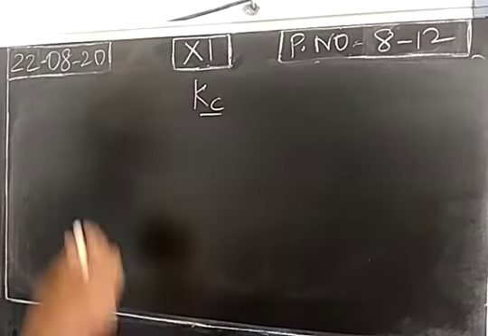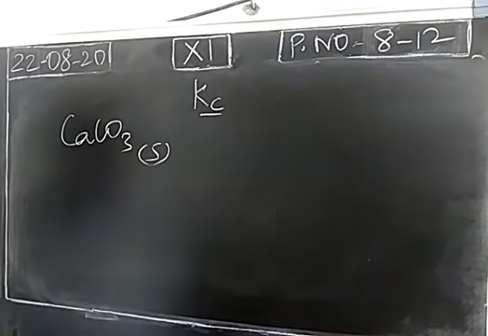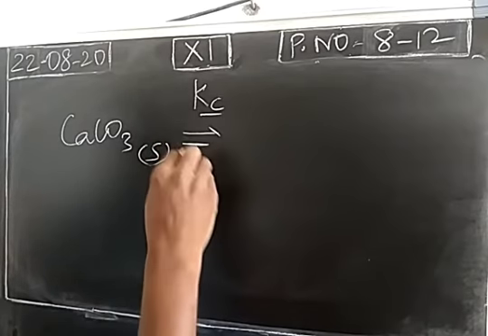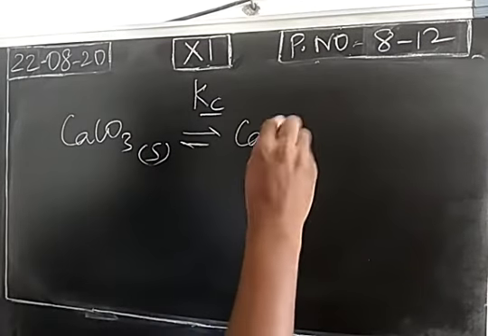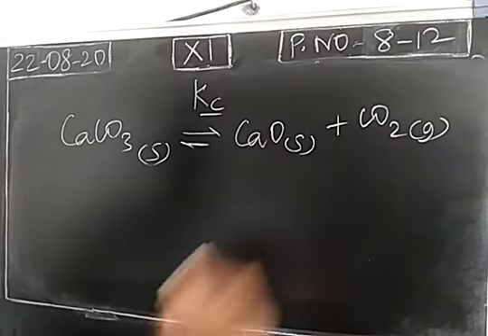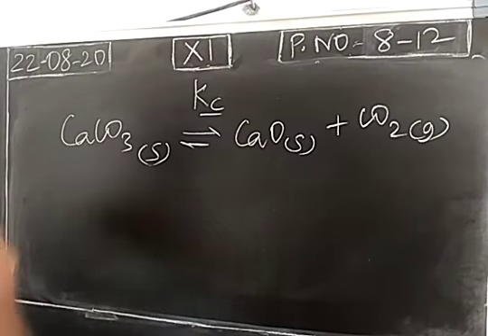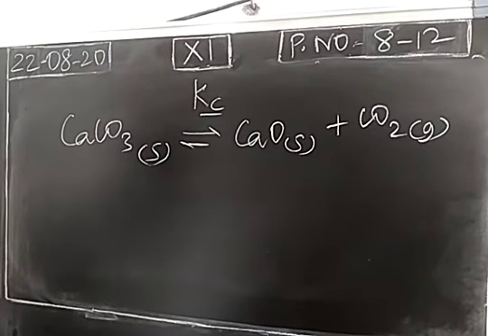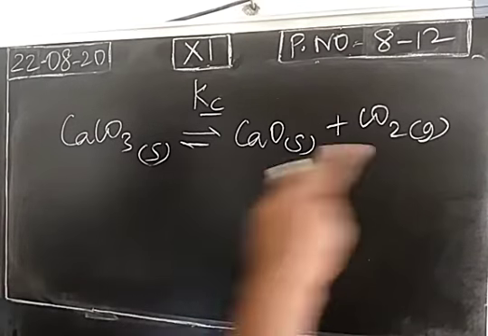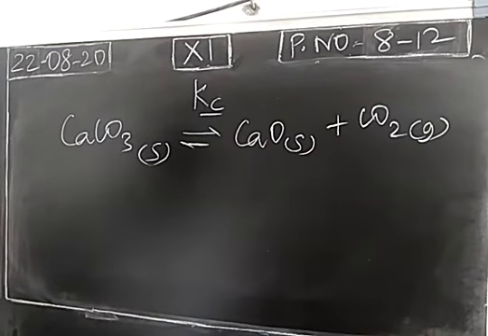Consider a reaction. Calcium carbonate substance is dissociated to produce calcium oxide substance with the liberation of carbon dioxide gas. This is an example of heterogeneous reaction. If you observe the reaction, reactant is in solid state, products, one is in the solid state, another is in the gaseous state.